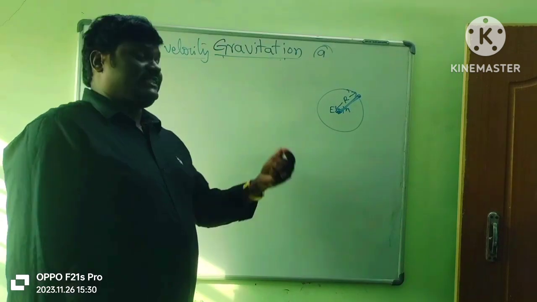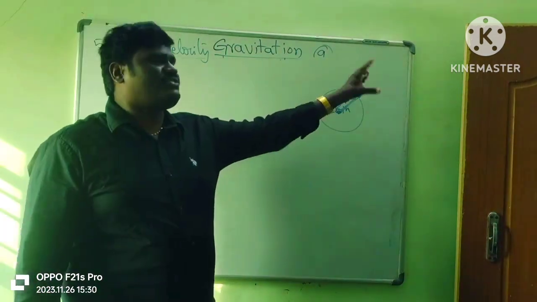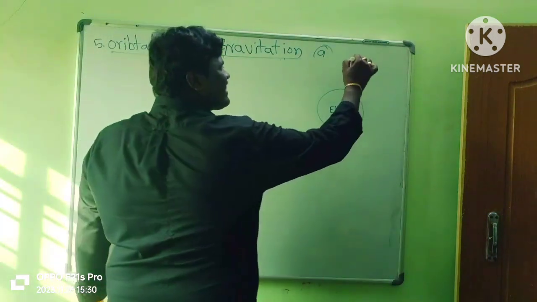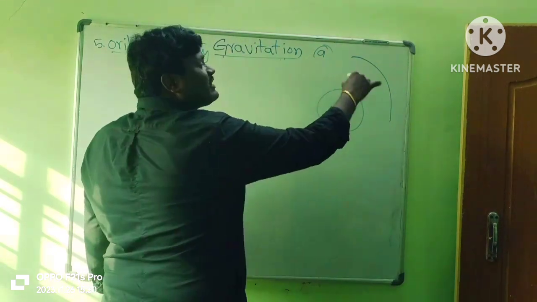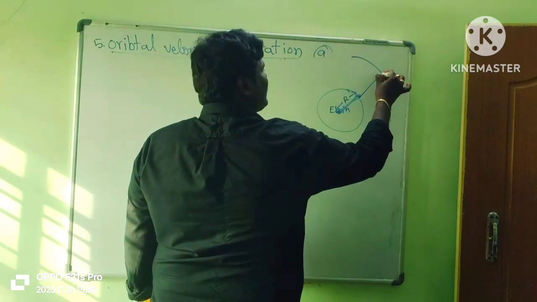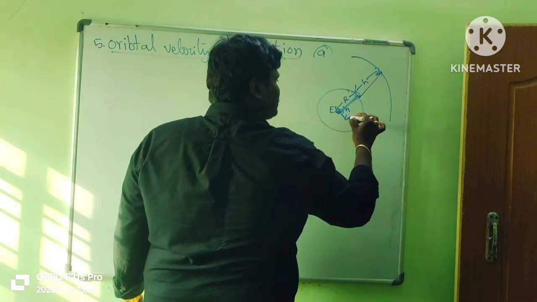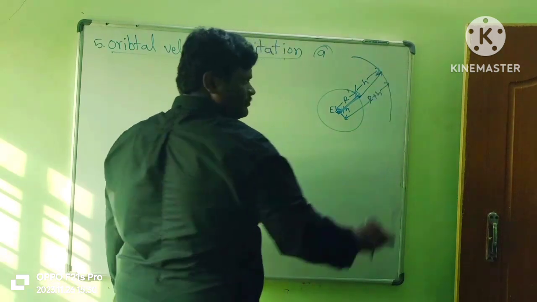Now the required amount of velocity to rotate an object around the Earth at a certain height h, then the distance from the Earth's center to the orbit is r plus h.